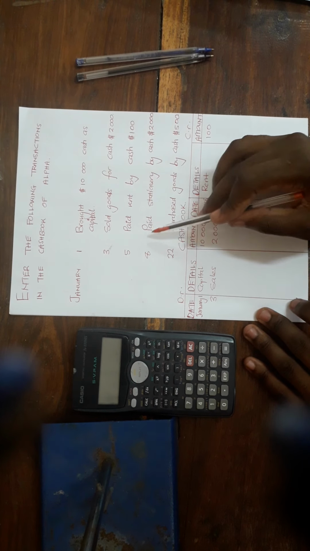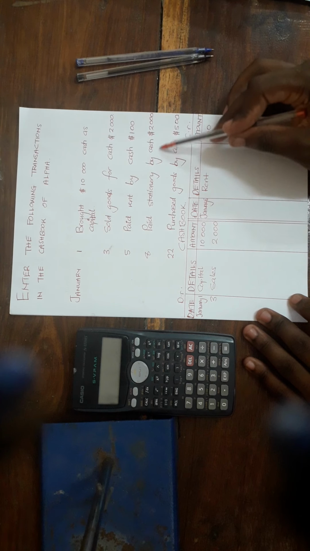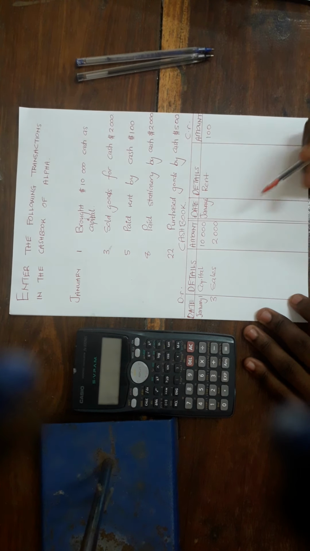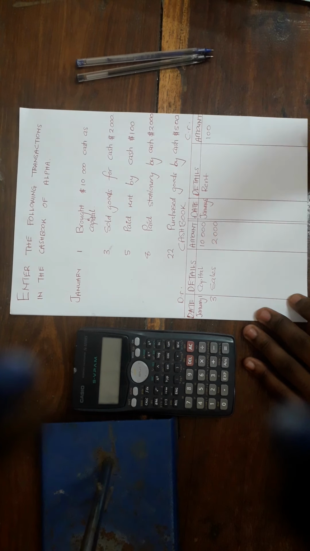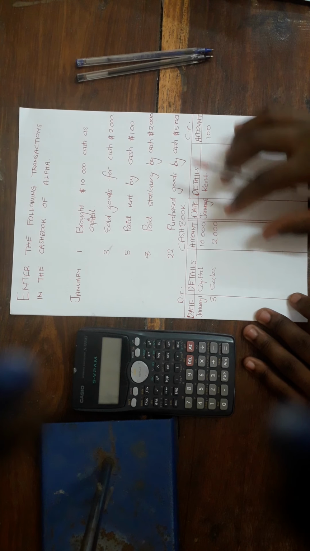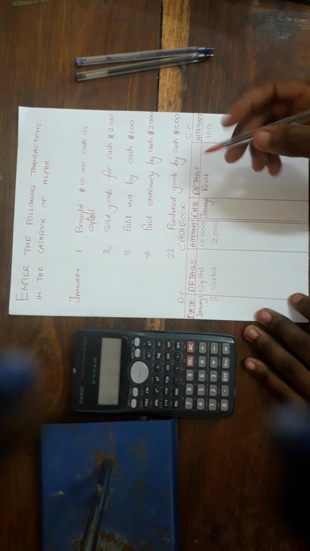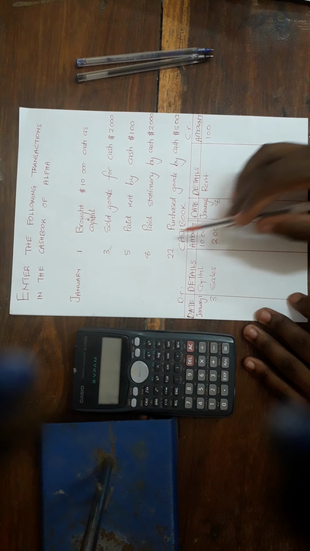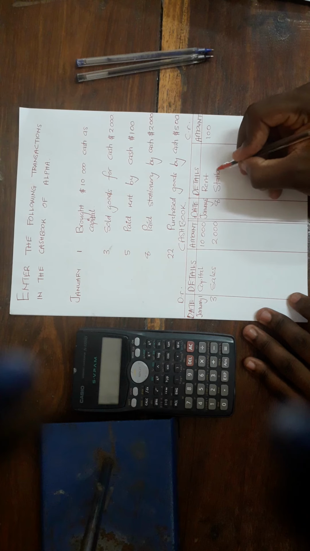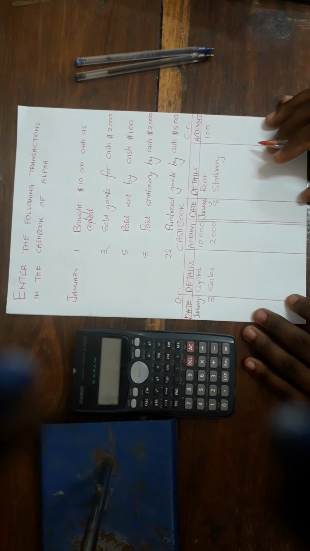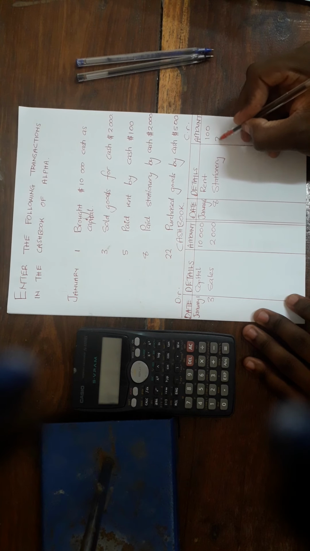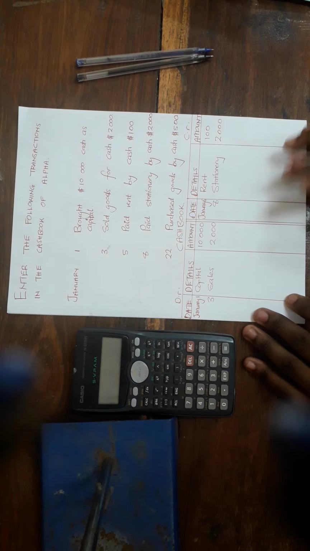The next transaction, January 8, paid stationery by cash 2,000. The business is pumping out money, so it's a payment also. Remember our principle, all payments have to be recorded on the credit side. So we take our date here, it's January 8. What are we paying for? We are paying for stationery, so we write stationery here. We are paying it at what value? 2,000. So we write our 2,000 here.